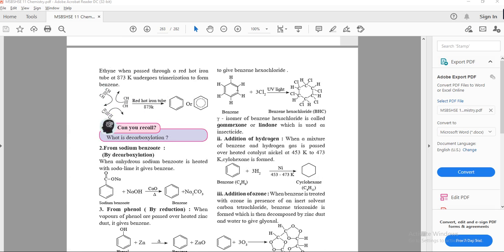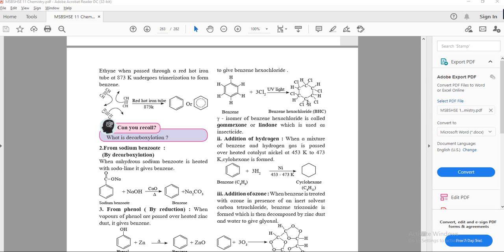You can see in the reactant molecule, the benzene has alternate double and single bonds. There is a conjugation, but after reacting with chlorine, after addition reaction, the product which is formed is not an aromatic compound. The chlorine is added to every carbon atom: 1, 2, 3, 4, 5, 6, a chlorine atom is added here.